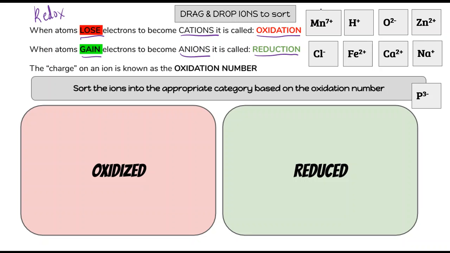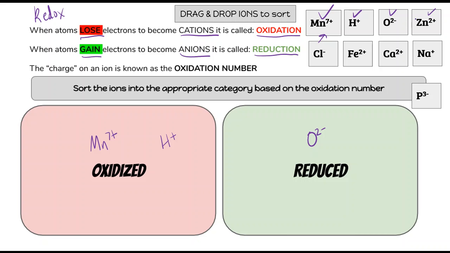So based off of this, looking at our little slides here of what we need to sort, ones that are cations that lost electrons, those obviously go in the oxidation category. So over here in oxidized, I would put the manganese 7. Done that one. The hydrogen, it has a plus. It lost an electron, so it's been oxidized. The oxygen one here, which is technically called oxide, has gained 2 electrons. That one has been reduced, so I would put it here in the reduction category because it gained electrons.